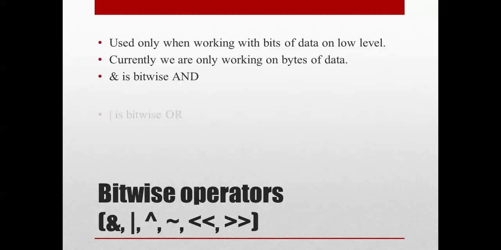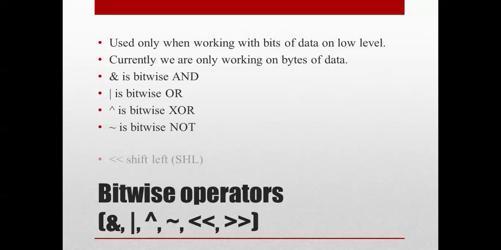Okay. So a single ampersand is a bitwise AND. A single pipe is a bitwise OR. Okay, I'm just showing you the list of the bitwise operators that you will be seeing, but hopefully you'll not be seeing them very soon because you don't really use them very often.